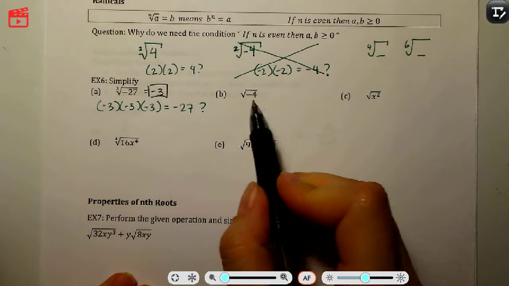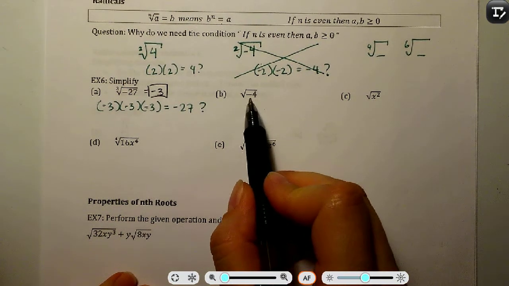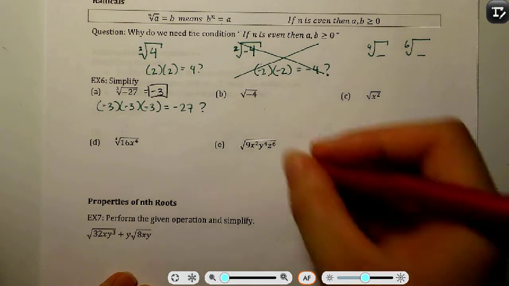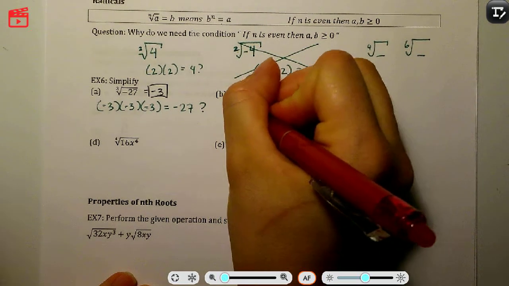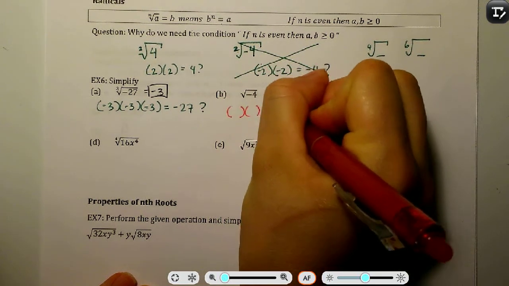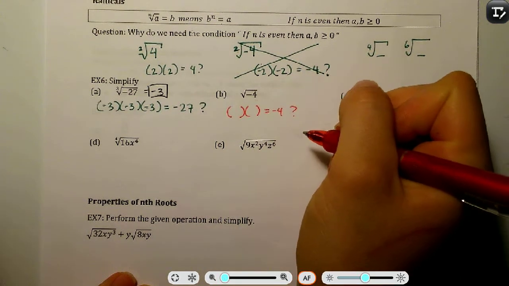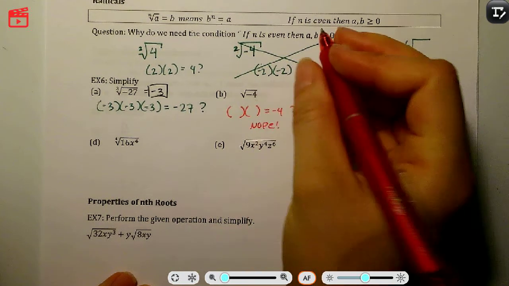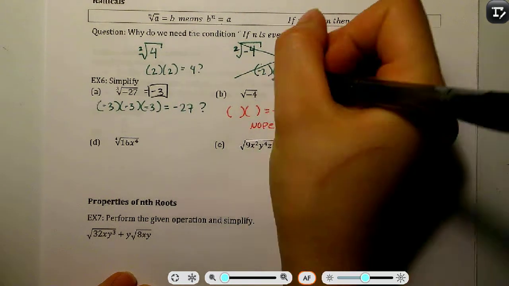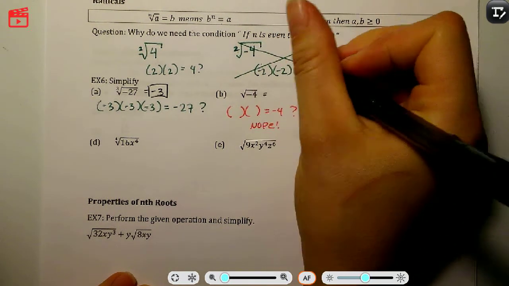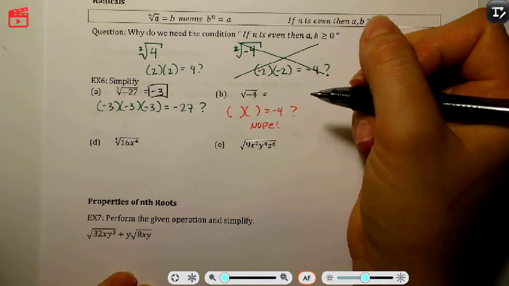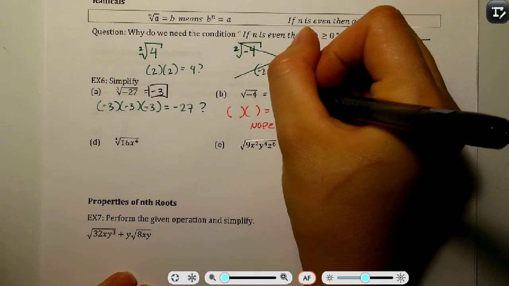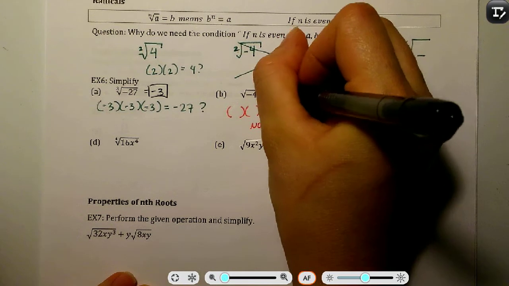All right, so here we go. Square root of negative 4, does that work? We kind of just did this. Is there a number that times itself gives me negative 4? The answer is nope. Okay, so the answer would be not a real number, or you could put an imaginary number, but for now we're going to say no solution, or not a real number.